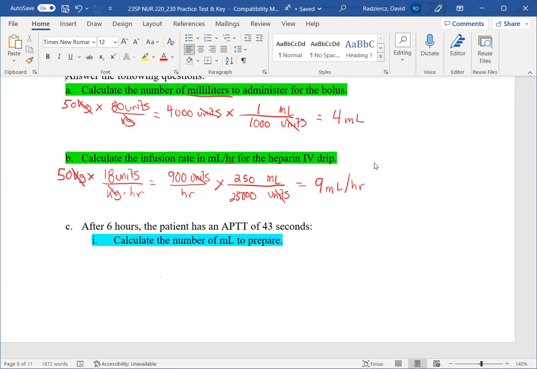Patient's weight times 80 divided by 1,000. That's your initial bolus dose. Initial infusion rate, patient's weight in kilograms times 18, or times 250 divided by 25,000.